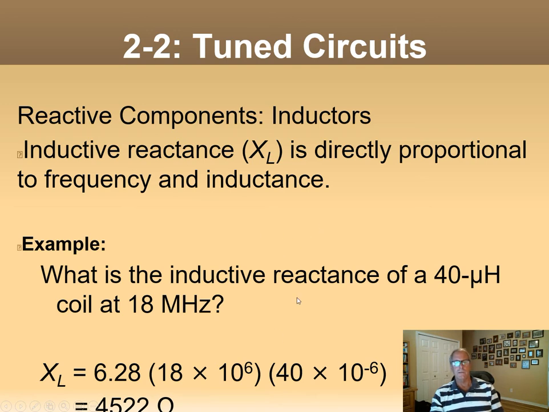So inductive reactance is 2 pi F L, not in the denominator, it's in the numerator. So this example is going to be 2 pi, 6.28, times 18 megahertz times 40 microhenries. You get 4522 ohms. And again, as you increase the frequency, you're going to increase the reactance, or the frequency-sensitive resistance.